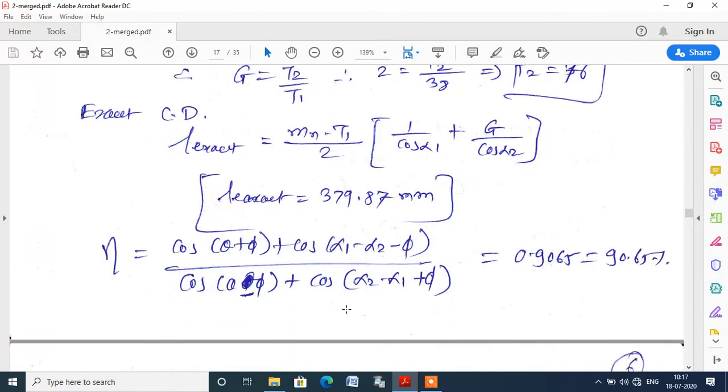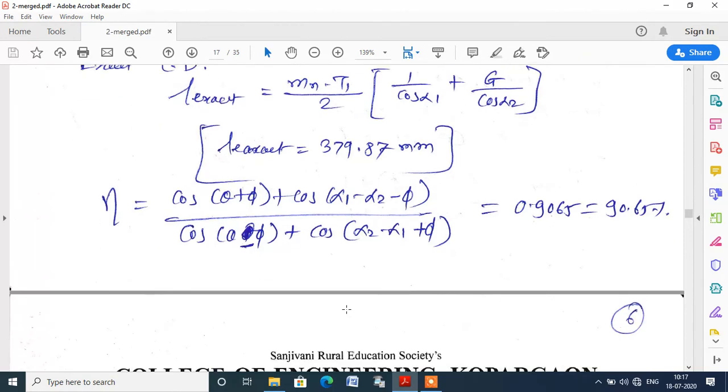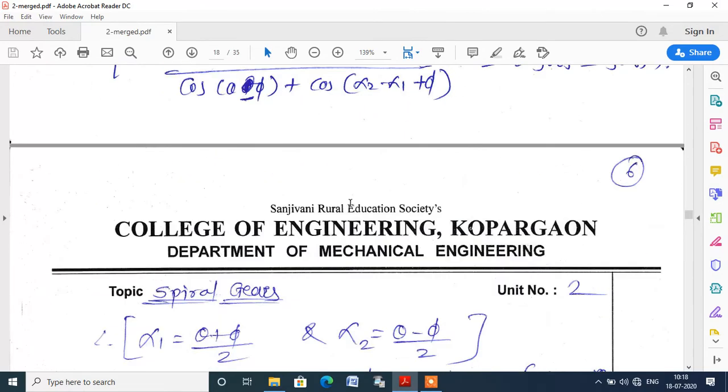But the procedure is the same. Now it is asked, efficiency. So for efficiency of spiral gear, we have this equation: cos of (theta plus phi) plus cos of (alpha 1 minus alpha 2 minus phi) divided by cos of (theta minus phi) plus cos of (alpha 2 minus alpha 1 plus phi). After putting theta, phi, alpha 1 and alpha 2 in this equation, we got the answer 0.9065 multiplied by 100. So we got 90.65%. So efficiency is 90.65%.